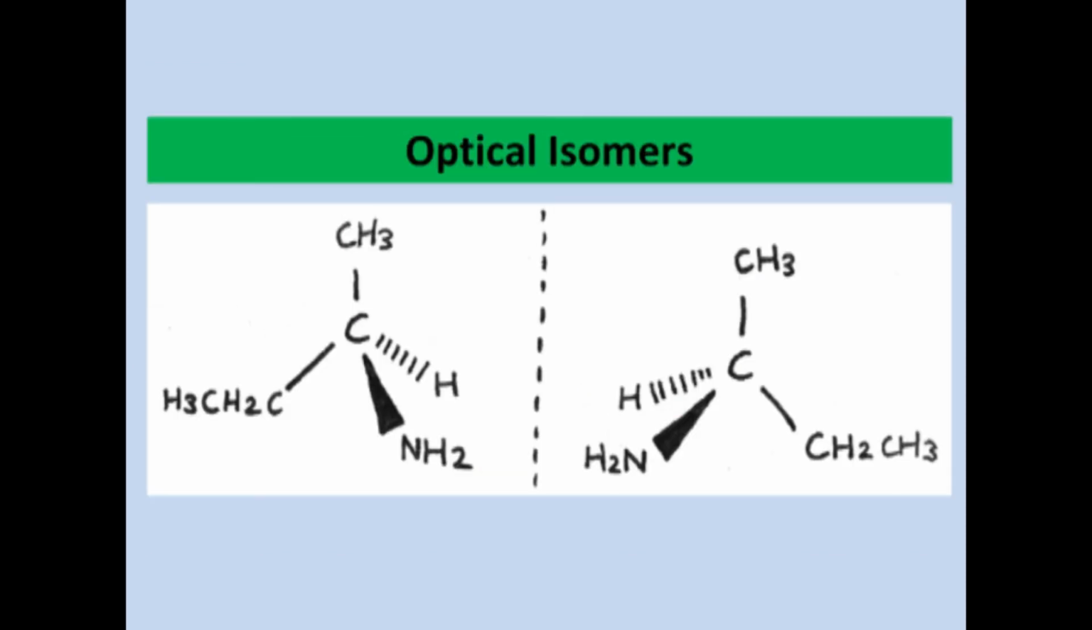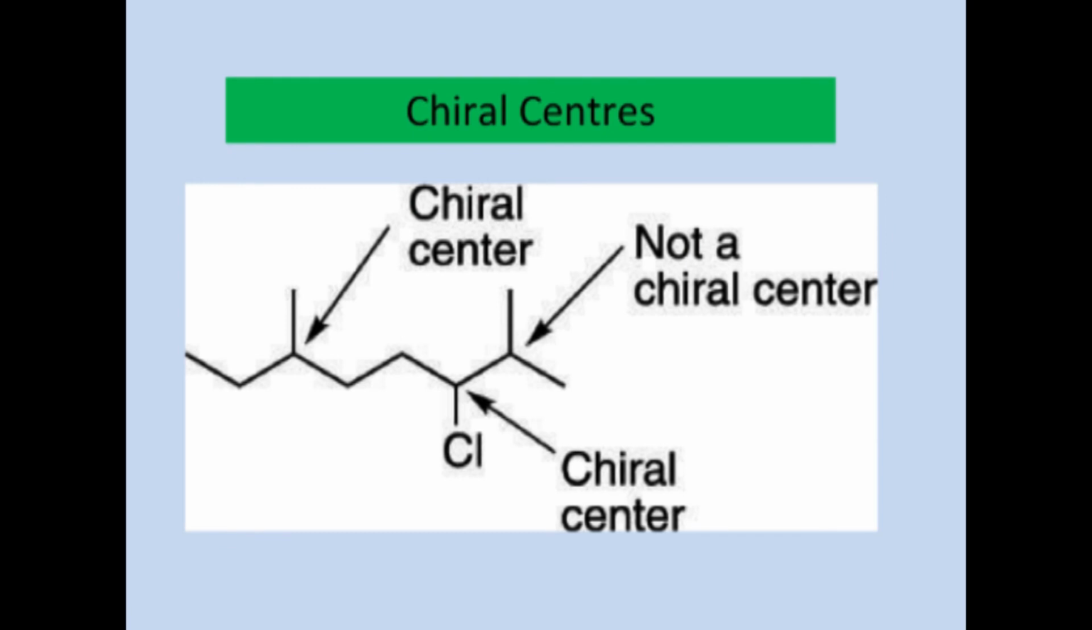Another example is given here, two different structures. They are mirror images or enantiomers, and they are non-superimposable. The carbon is chiral. This is the main point. So chiral center calculation is the main point. We have to know how to find the chiral center. We can find the chiral center from the skeletal formula. Here is a worked example. Two chiral centers are given. The last one is not, because it has two CH3 groups. The end is actually CH3.